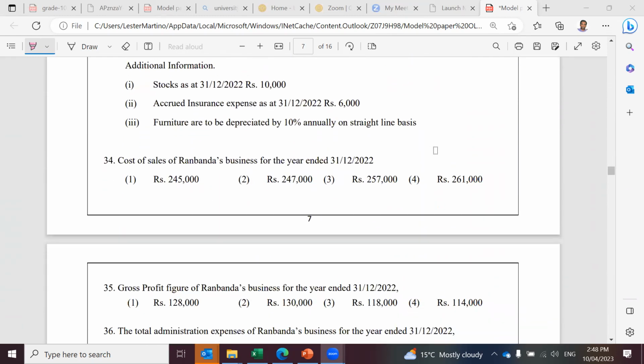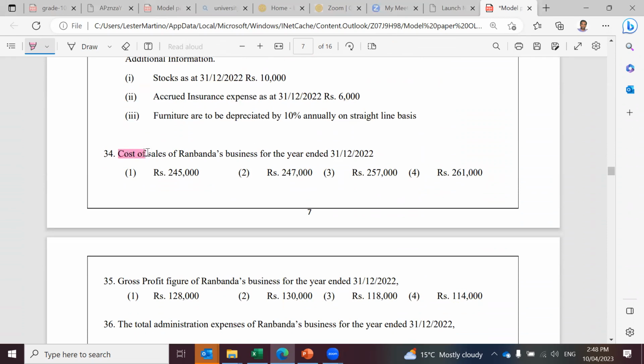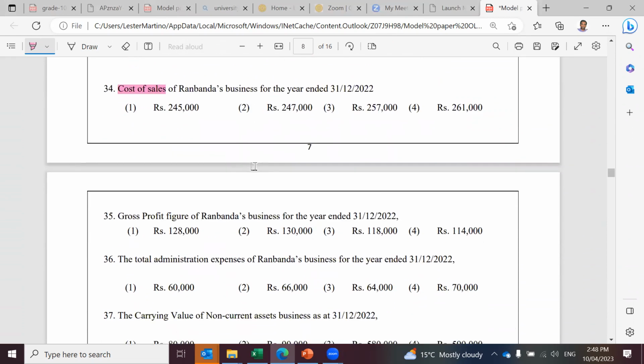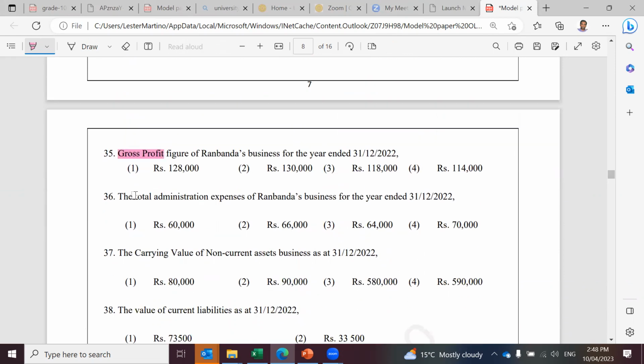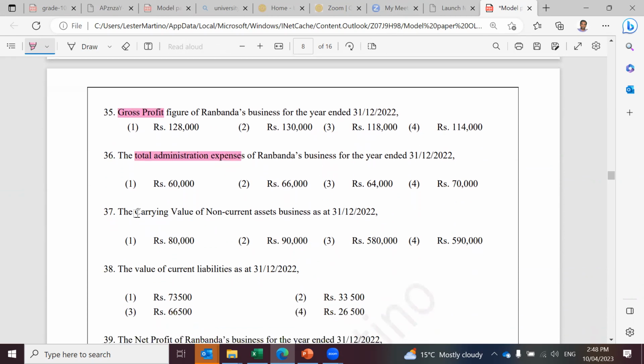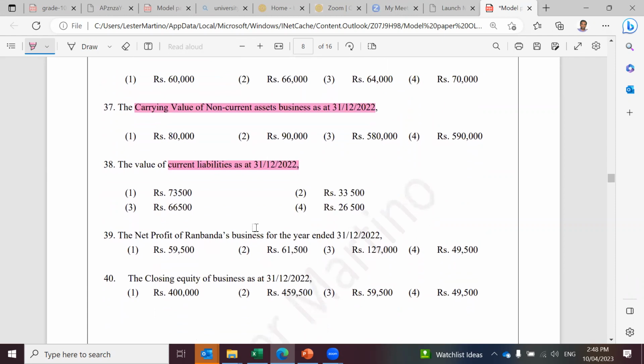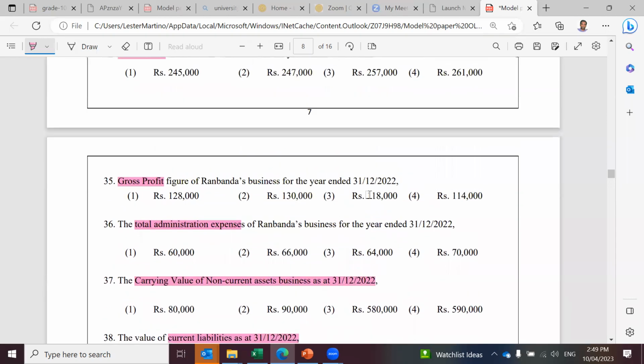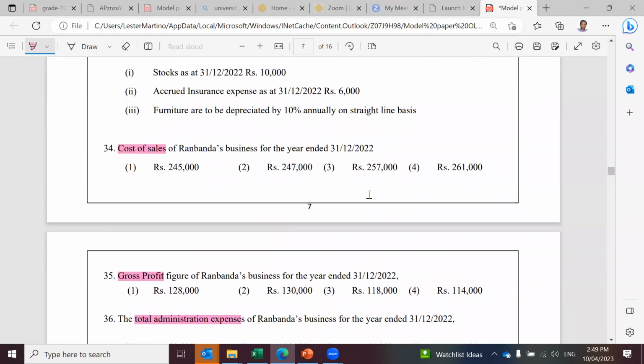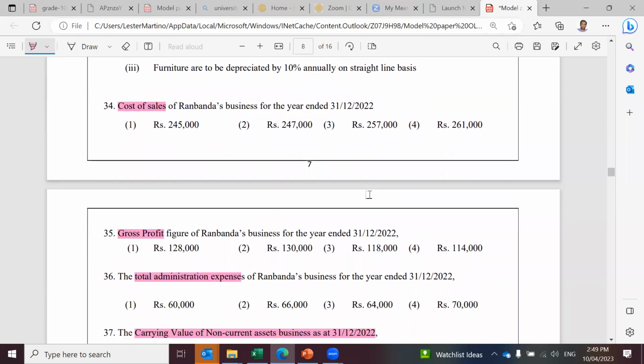So they have a lot of information here. The first question is cost of sales. Just underline that. Second is the gross profit. Just underline. Third is the total administration expenses. Fourth is carrying value. Fifth is current liabilities. Then net profit and closing equity. For that, you don't need all the information, all the statements.